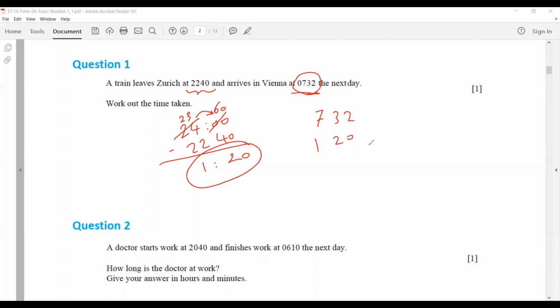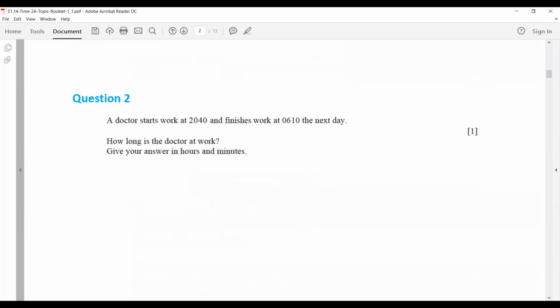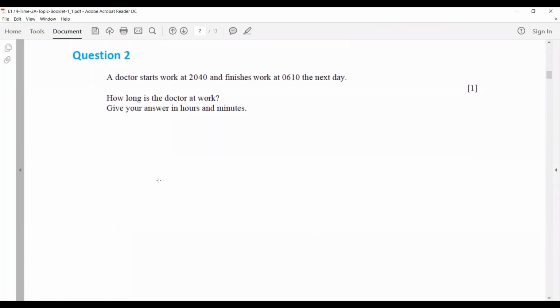7:32 plus 1:20 would be 8:52, 8 hours, 52 minutes. Let's move on to the next question. Guys, I strongly suggest you to pause the video each time and try to answer the questions yourselves. Don't just wait for my answers. If you have watched the video regarding the time, you should be able to answer these questions by yourself.